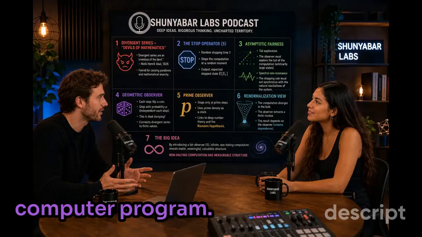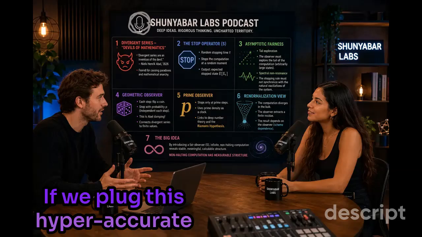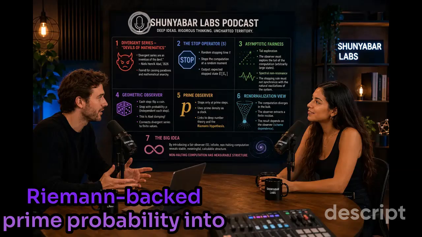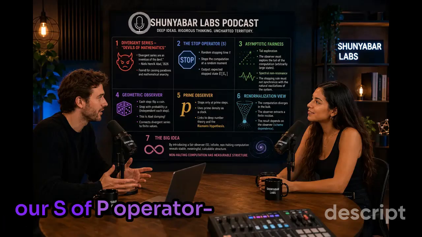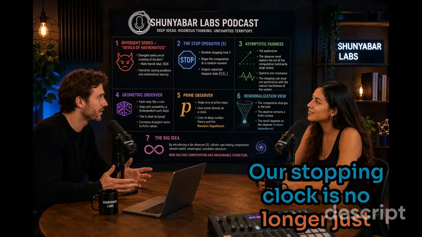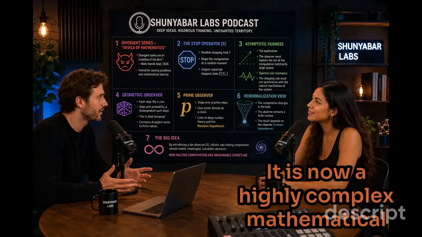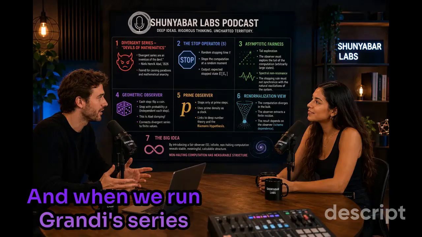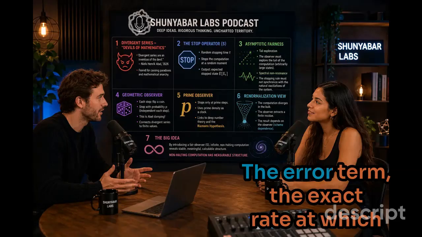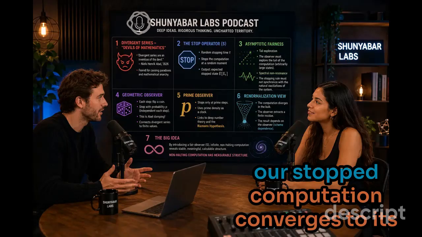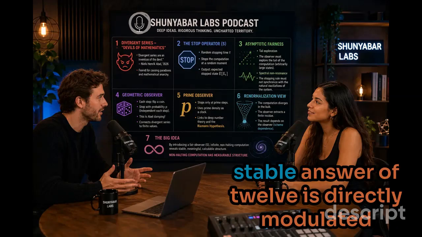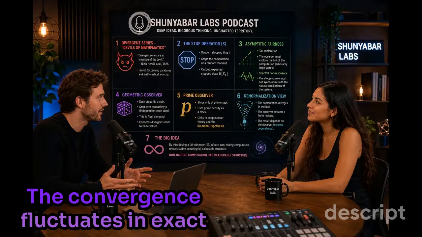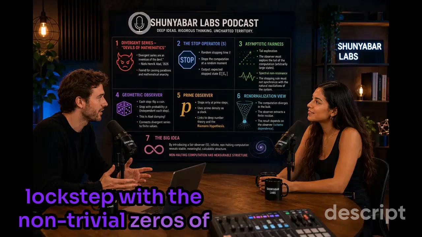Now, bring that back to our computer program. If we plug this hyper-accurate, Riemann-backed prime probability into our STP operator, our stopping clock is no longer just a smooth logarithm. It is now a highly complex mathematical gear vibrating with the frequencies of the Riemann zeros. And when we run Grandi's series through that vibrating gear, the error term, the exact rate at which our stopped computation converges to its stable answer of 12, is directly modulated by those tuning forks. The convergence fluctuates in exact lockstep with the non-trivial zeros of the zeta function.